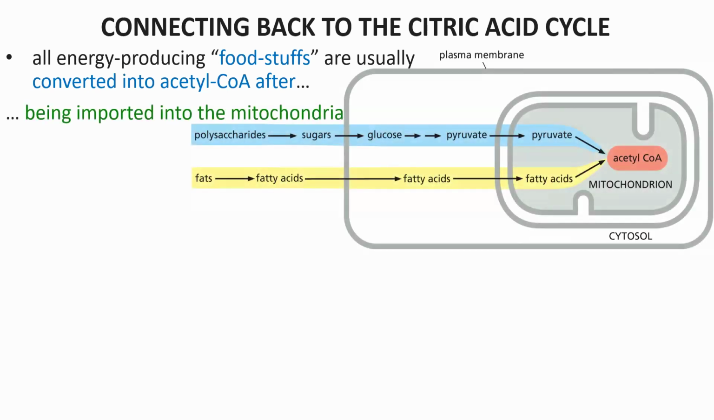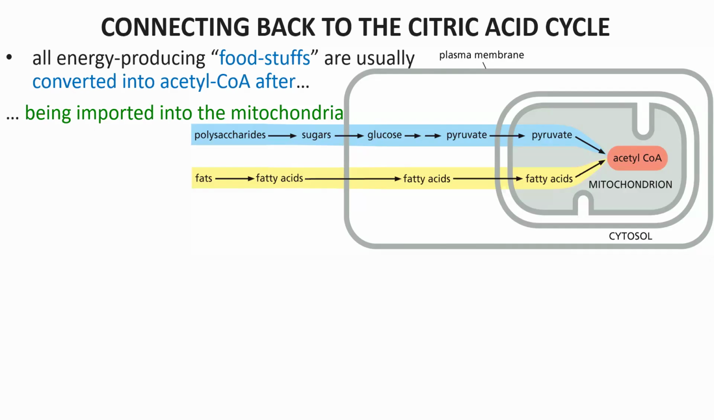For sugars, that's going to be polysaccharides digested into monosaccharides, monosaccharides converted into glucose, glucose converted into pyruvate through glycolysis, and then pyruvate imported into the mitochondria so it can be converted into acetyl-CoA. For fats, that's going to be triacylglycerides broken down into 3 fatty acids and glycerol. Then those fatty acids are going to be broken down into smaller hydrocarbons via a process called beta oxidation. And then those hydrocarbons will be transported into the mitochondria and converted into acetyl-CoA.